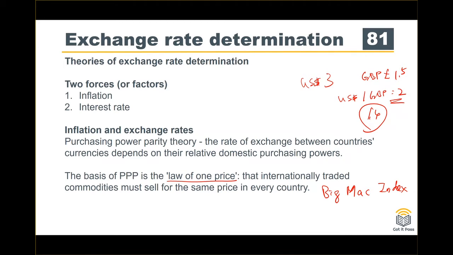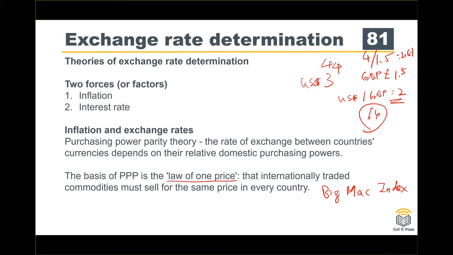It means the purchasing power. If inflation occurs in the US, for example $3 going up to $4, and for the British it maybe stays the same because of low inflation, then the exchange rate will be different. So right now it is 4 divided by 1.5 from the Big Mac index. It now turns to 2.67.